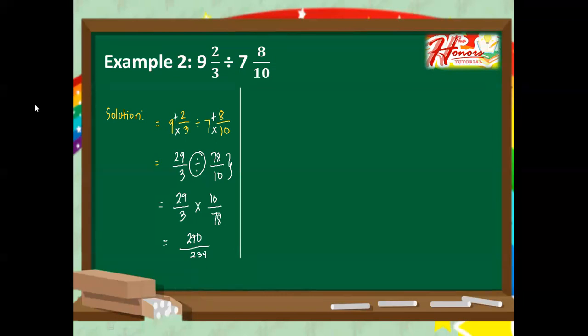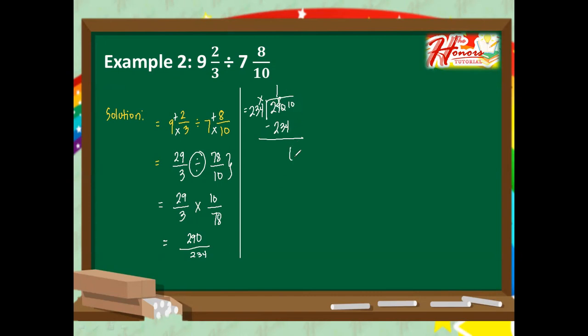So as you can see, it is an improper fraction because the numerator is greater than the denominator. So therefore, we have to change this into a mixed number by dividing 290 and 234. So that is 1. 1 times 234 is 234. Let's subtract. 0 minus 4 cannot be, so therefore this will become 10 and this will become 8.